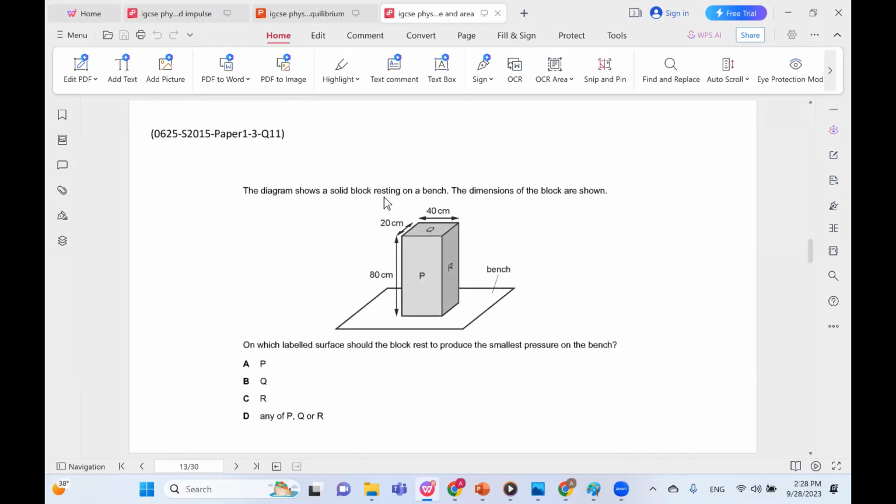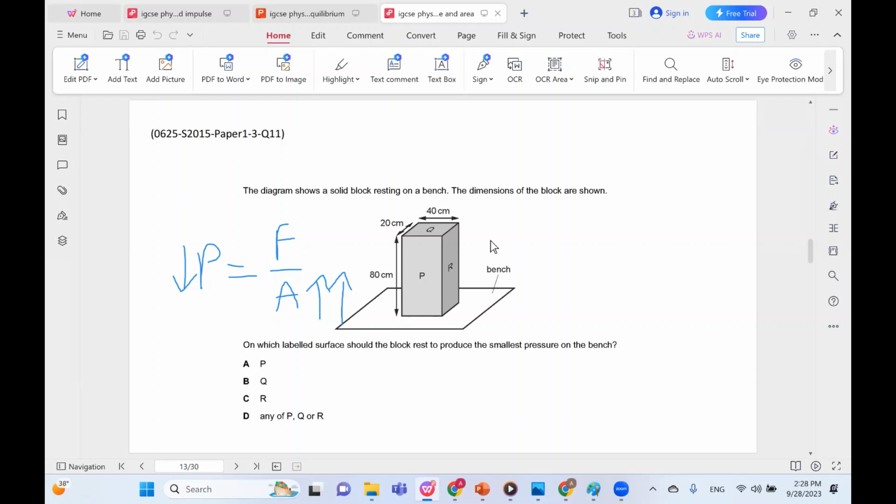The diagram shows a solid block resting on a bench. The dimensions of the block are shown. On which labeled surface should the block rest to produce the smallest pressure on the bench? So P equals F over A. I want the smallest pressure, so I want the greatest area. So I want the 2 numbers that give me the greatest area.